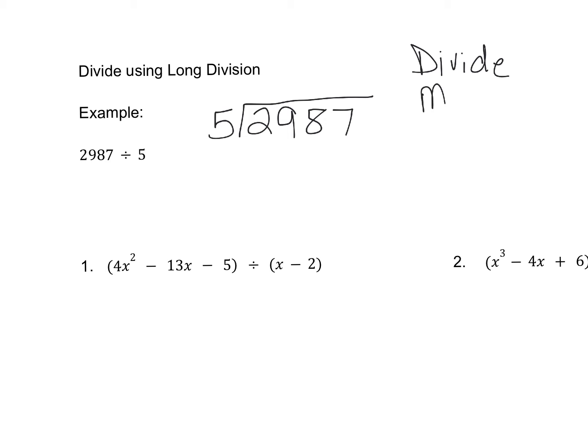And then just thinking about the steps that you do, the first thing is you divide. You say how many times does 5 go into 2? How many times does 5 go into 29? And then you multiply. And then after you multiply, you subtract. And then you bring down the next term. So let's go ahead and just do a quick review.